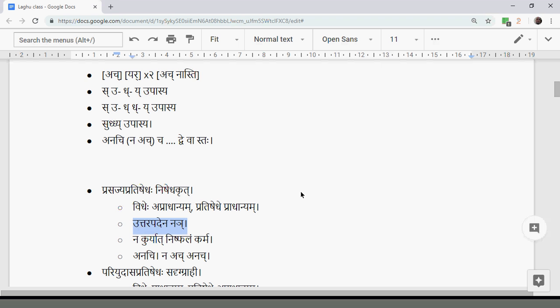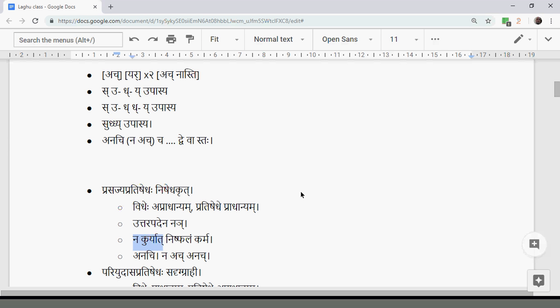Anachi cha. However, not with the verb, not with the verb staha. So here there is no vidhi pradhanyam. There is pratishede pradhanyam. Another, where you see the verb: na kuryat nishphalam karma. Here what is being said? Pratishede pradhanyam. Although the anvaya is with it, here see na kuryat: do not do karma which is nishphala.